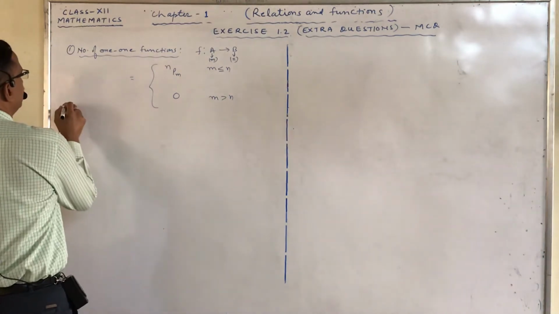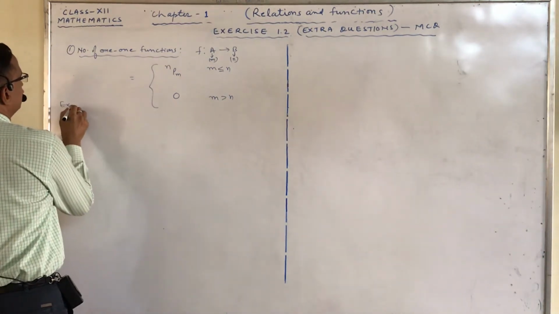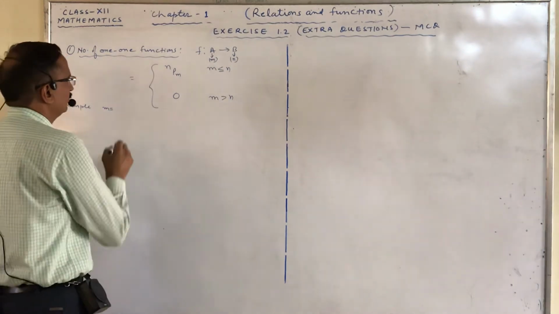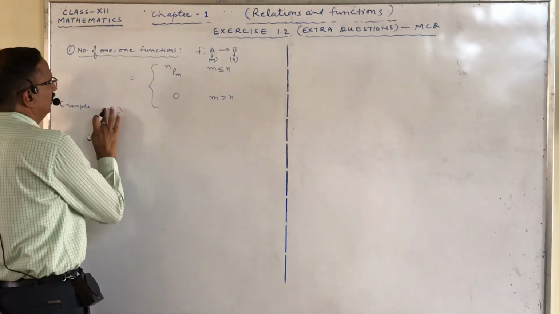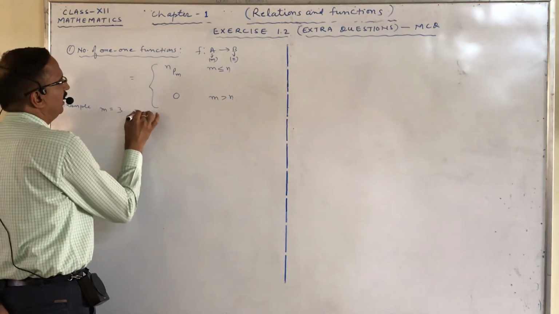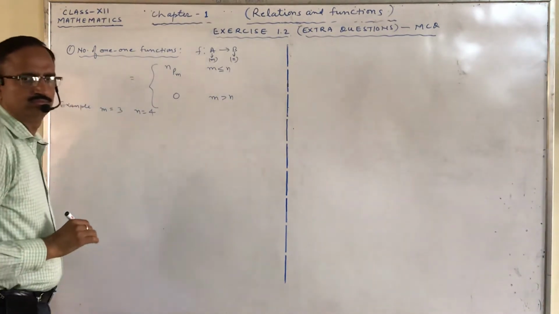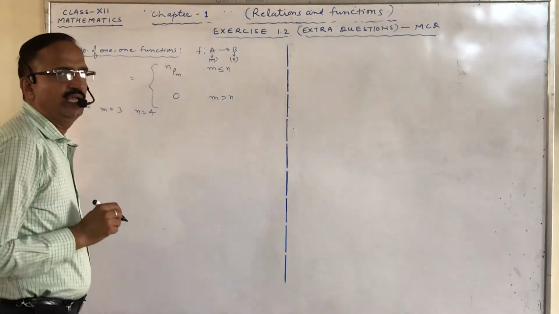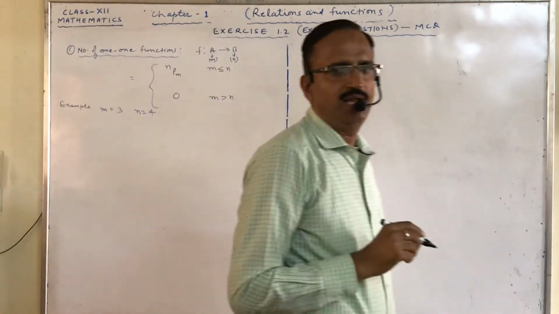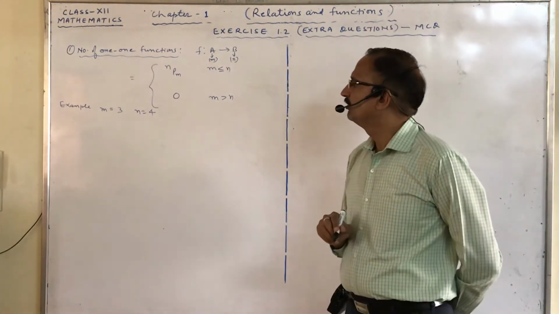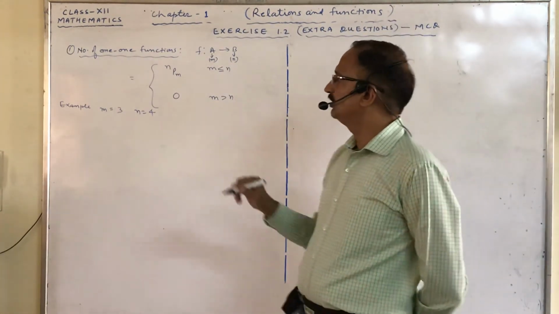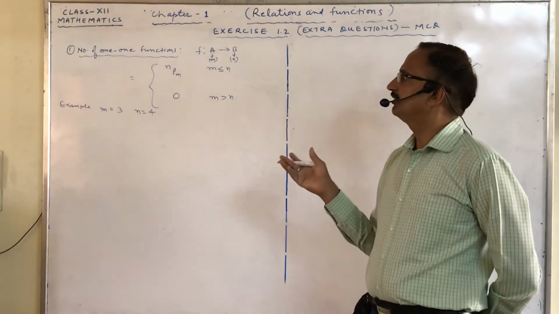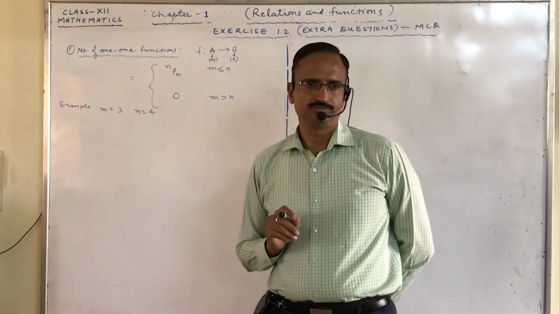For example, suppose m equals 3 and n equals 4. It means the first set A has 3 elements and the other set B has 4 elements. Then only we can find the number of one-one functions. Otherwise the number of one-one functions is 0.